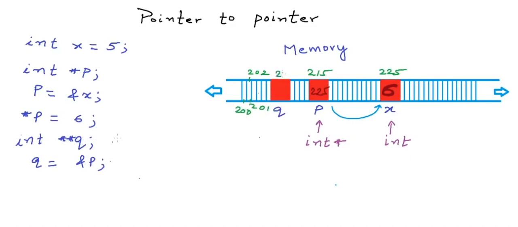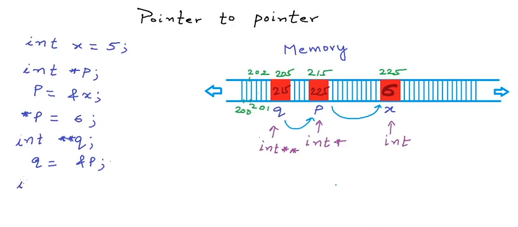Let's say we created q at 205, and now we are saying that q will store the address of p. So q points to p, and the type of q is int asterisk asterisk. A simple way to read this is that the type of variable x is integer. So to store the address of x, we will need a pointer of type int star, so we put 1 star to say that this is a pointer to that particular type. And to store the address of p, we will need a pointer to int star, so we put 1 extra star to say that this is a pointer to int star. And we can go on like this.